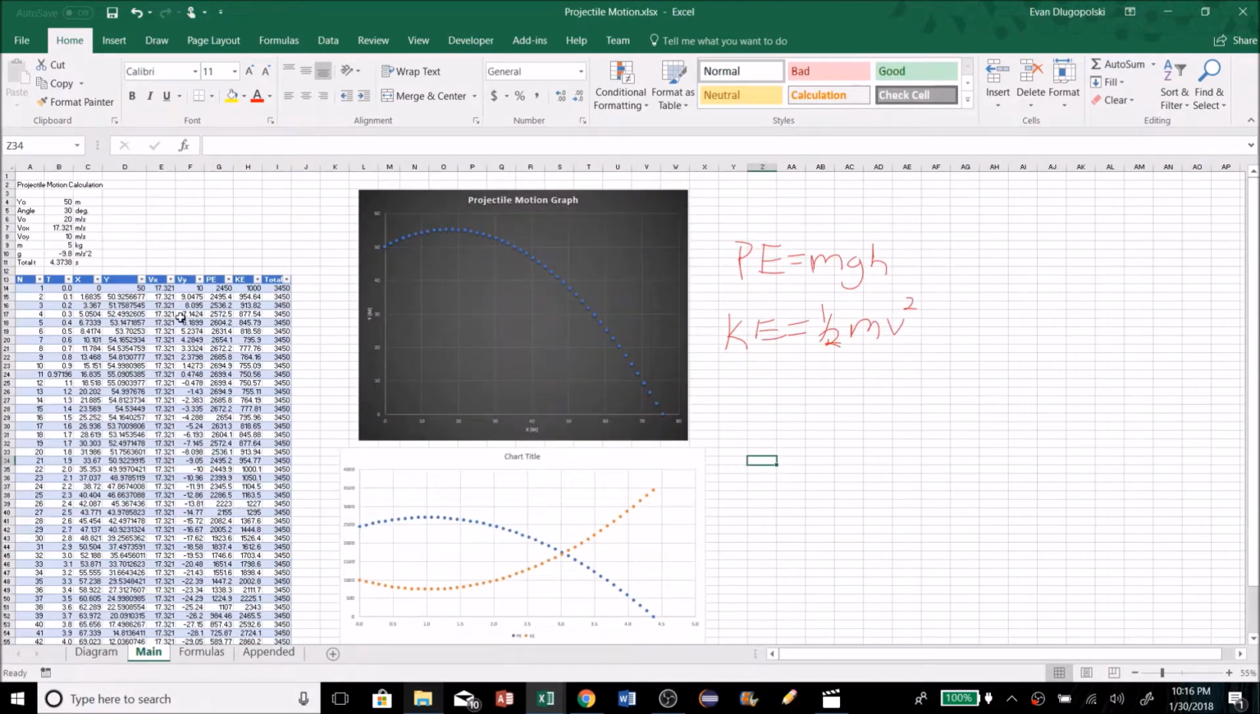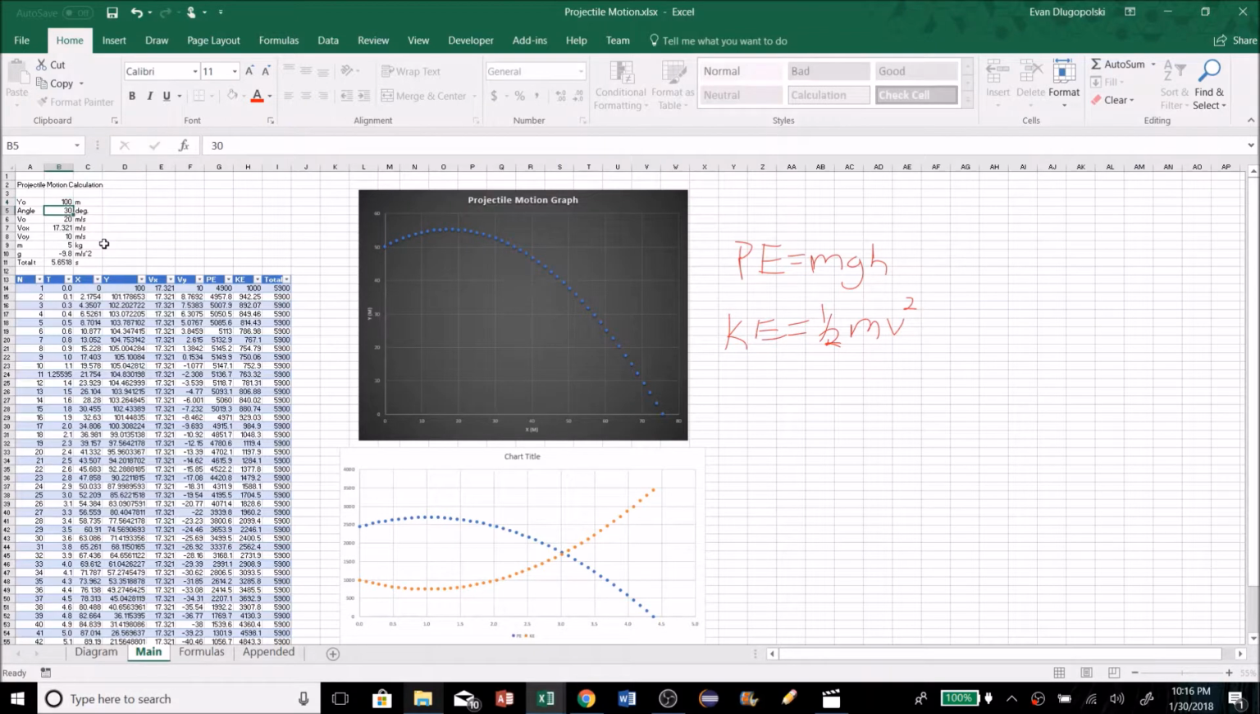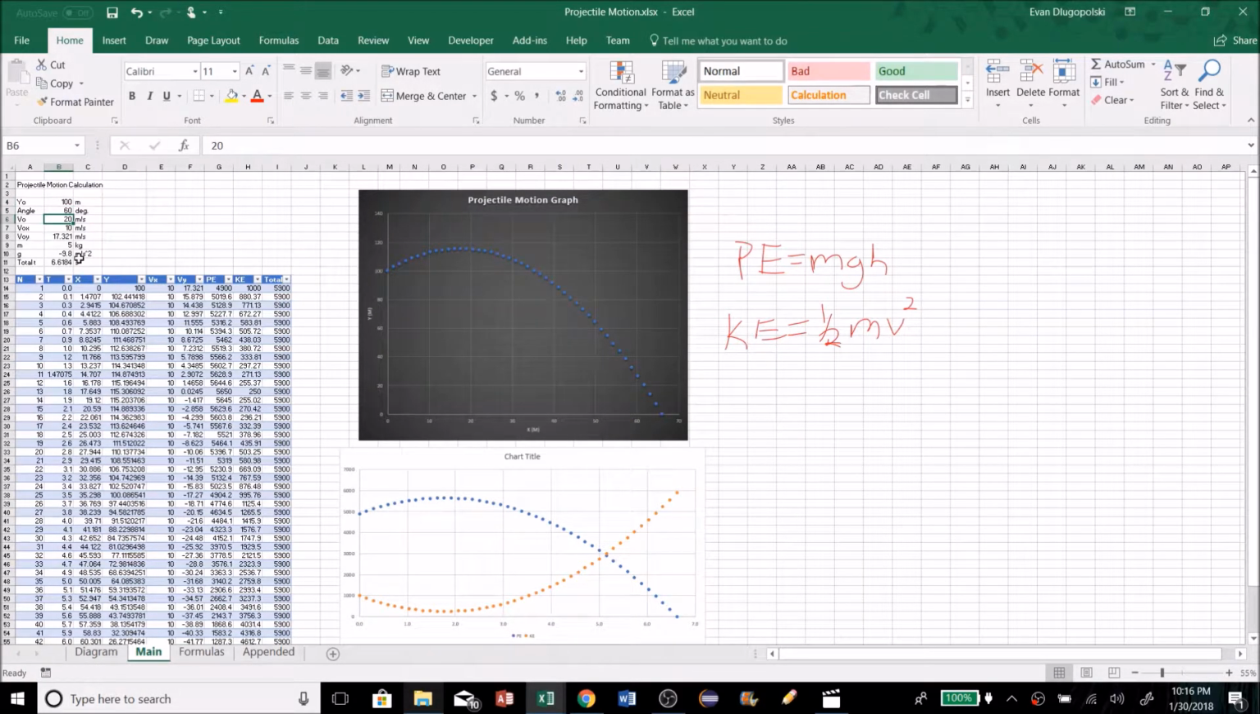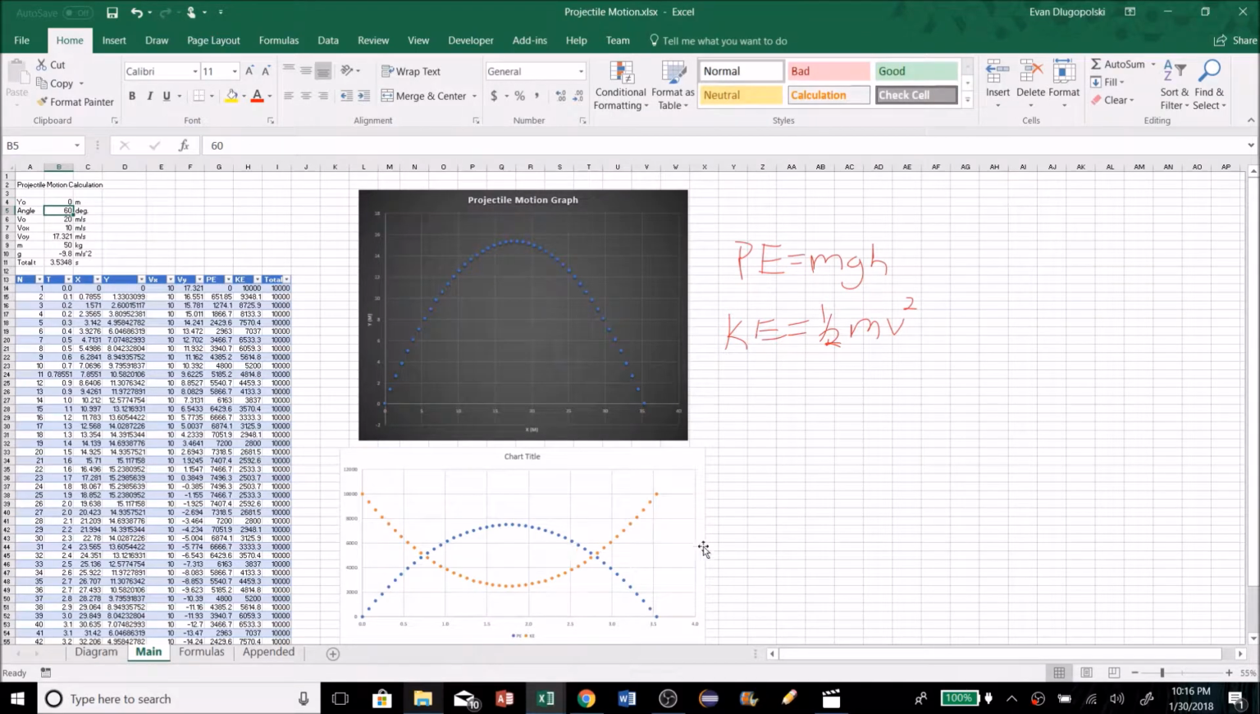If I just zoom out here and I change some of our variables, again, let's say 100 meters, and let's go 60 degrees, and this is where it'll get interesting. You can see our graphs update. So let's say 0. That'll change it a lot.